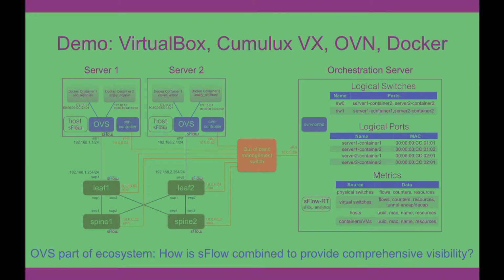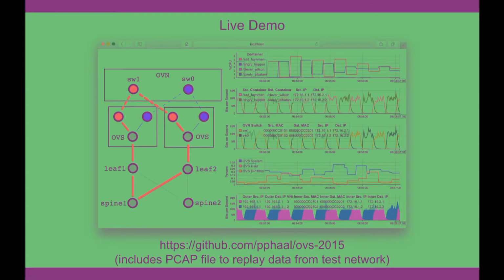And we've created two logical switches. One connects the rightmost containers, and the other connects the leftmost containers. And then we're also streaming the sFlow data to the same server, and we're driving a real-time dashboard, which I'm going to demonstrate. So this demo is available on GitHub. Anybody can download it and replay it. Basically, it's driven off a PCAP packet capture of all the sFlow from all these different data sources.